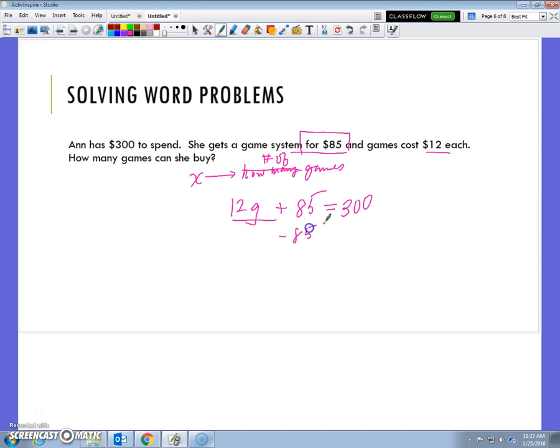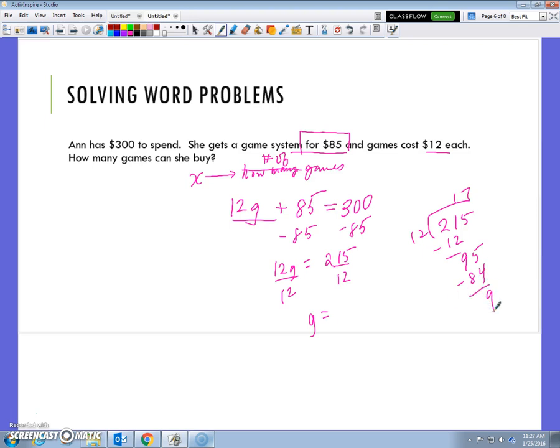Let's go ahead and solve our equation here. 12g equals 215 and divide by 12. So in this case, the number of games she can buy, ooh, so close. Let's see here. 12 goes into 95. 12 times 5 would be 60. 72, 84. 7 times.